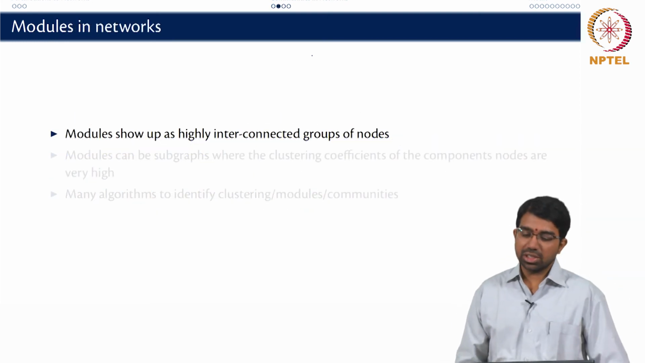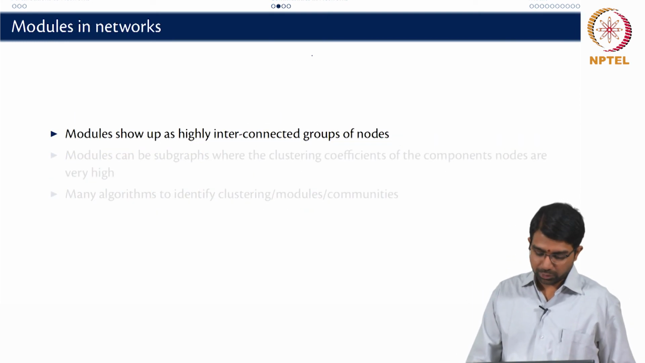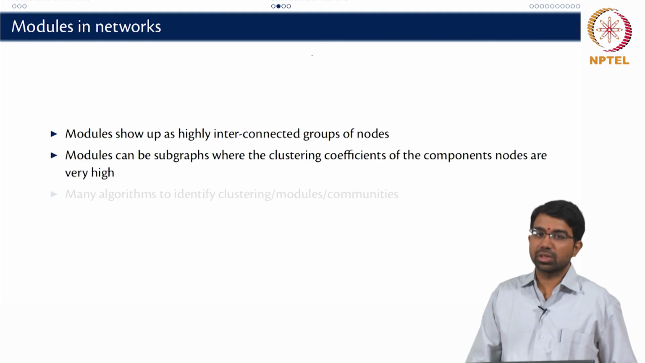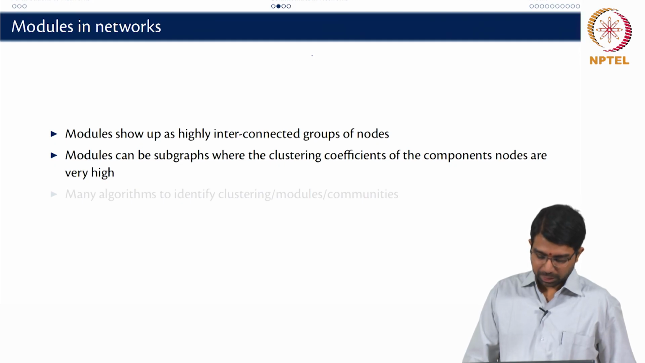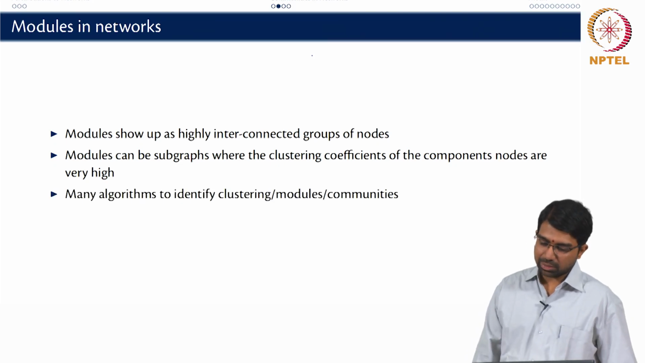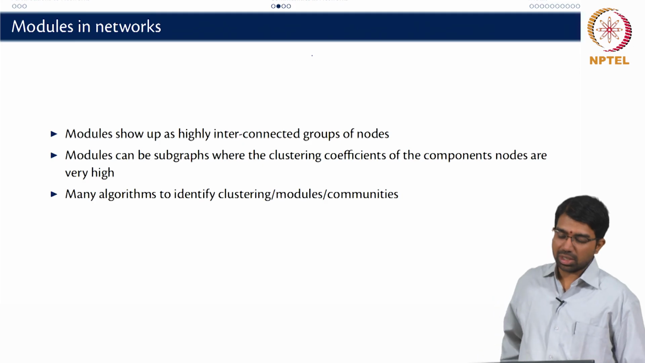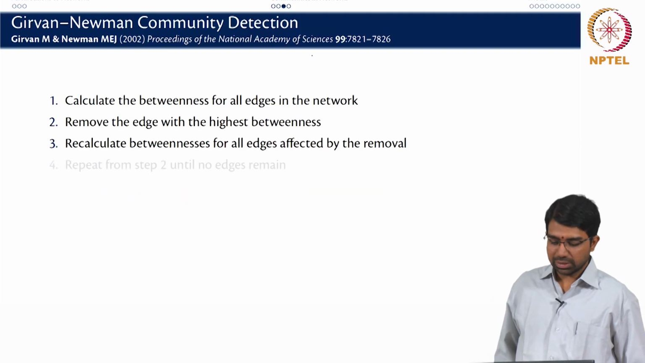So modules essentially show up as highly interconnected groups of nodes. You could think of them as subgraphs where the clustering coefficients of the nodes are very high. In other words, they are cliques or near cliques. So 0.8 is already clique enough. And there are many algorithms to identify clustering in modules or clustering of modules or communities, and we did look at a couple of these methods.